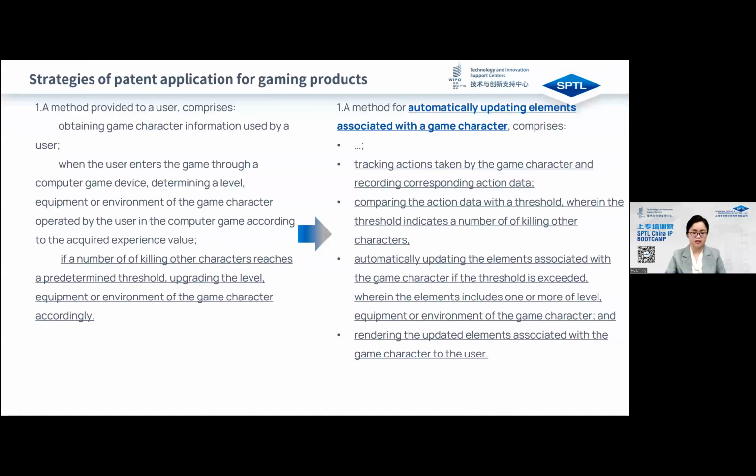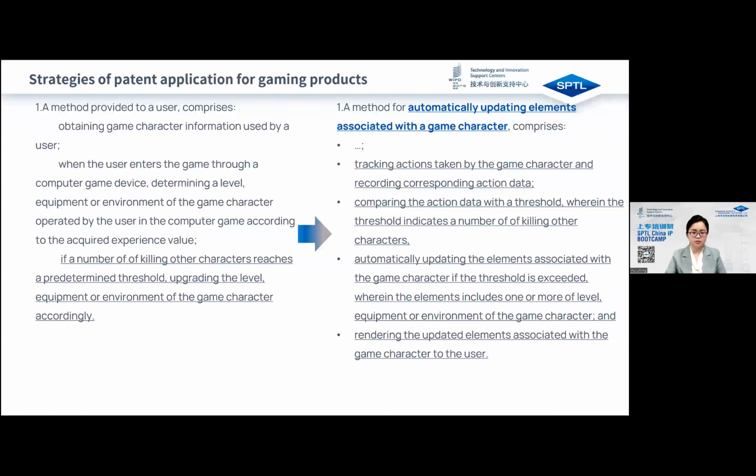Now we can find that maybe such as improving the convenience of the user. For example, we can say that currently, if a user completes a certain task, he can be promoted to update the role and equipment of the game character. But this way requires the user to make a manual selection, which might be inconvenient. So let's amend the initial claim 1 on the left to a new claim 1 on the right.